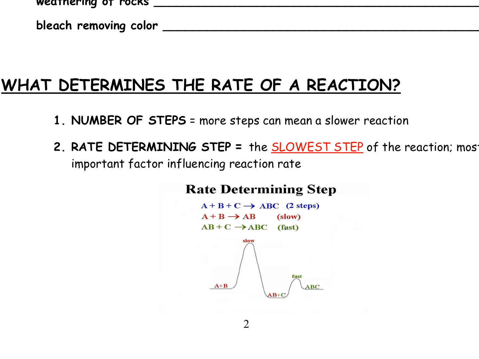Our overall reaction is A plus B plus C makes ABC, but this wouldn't really occur in this instance. This would require A and B and C all hitting each other at the exact same time with the right amount of energy in order to create this molecule. Instead, A and B will hit each other, then AB will hit C to make ABC. This is our reaction mechanism, breaking it apart step by step, and then our rate determining step is whichever one takes the longest time to occur.